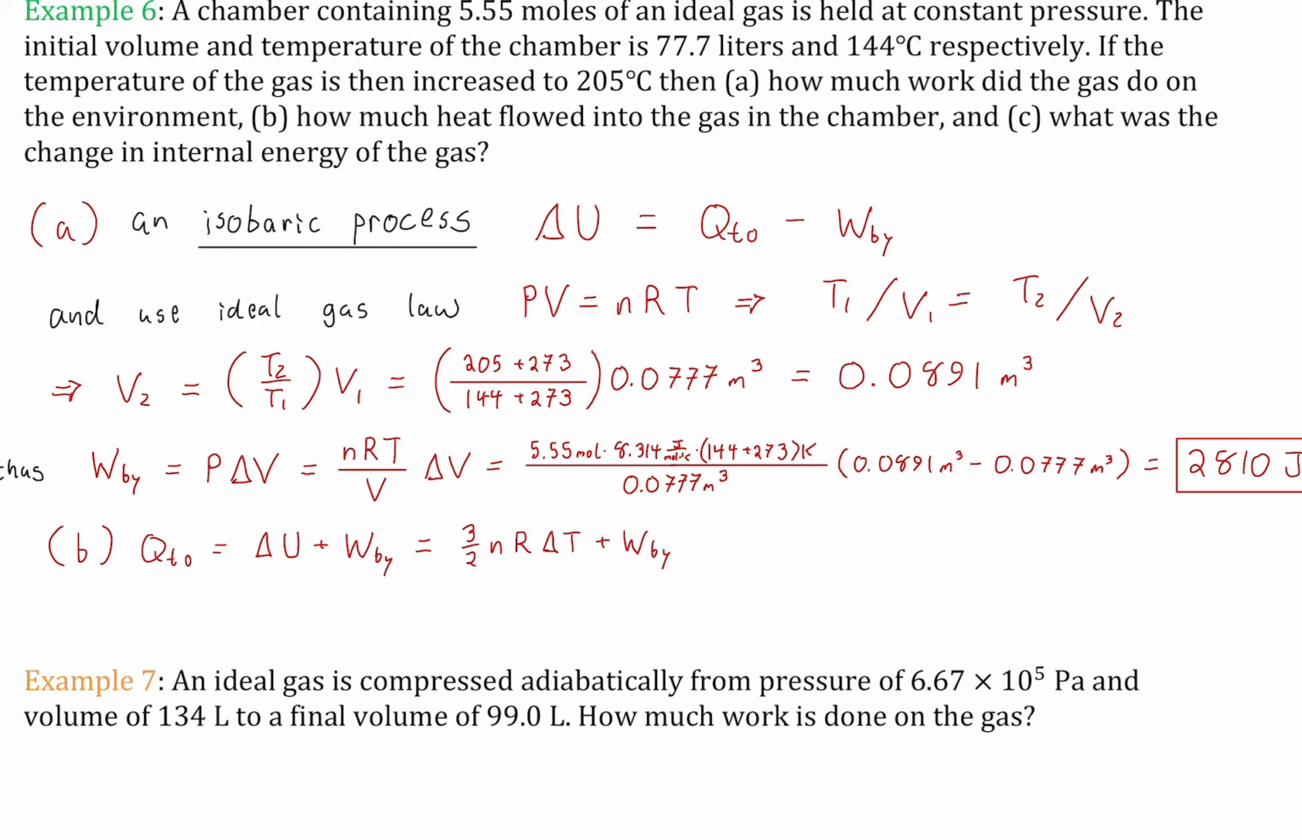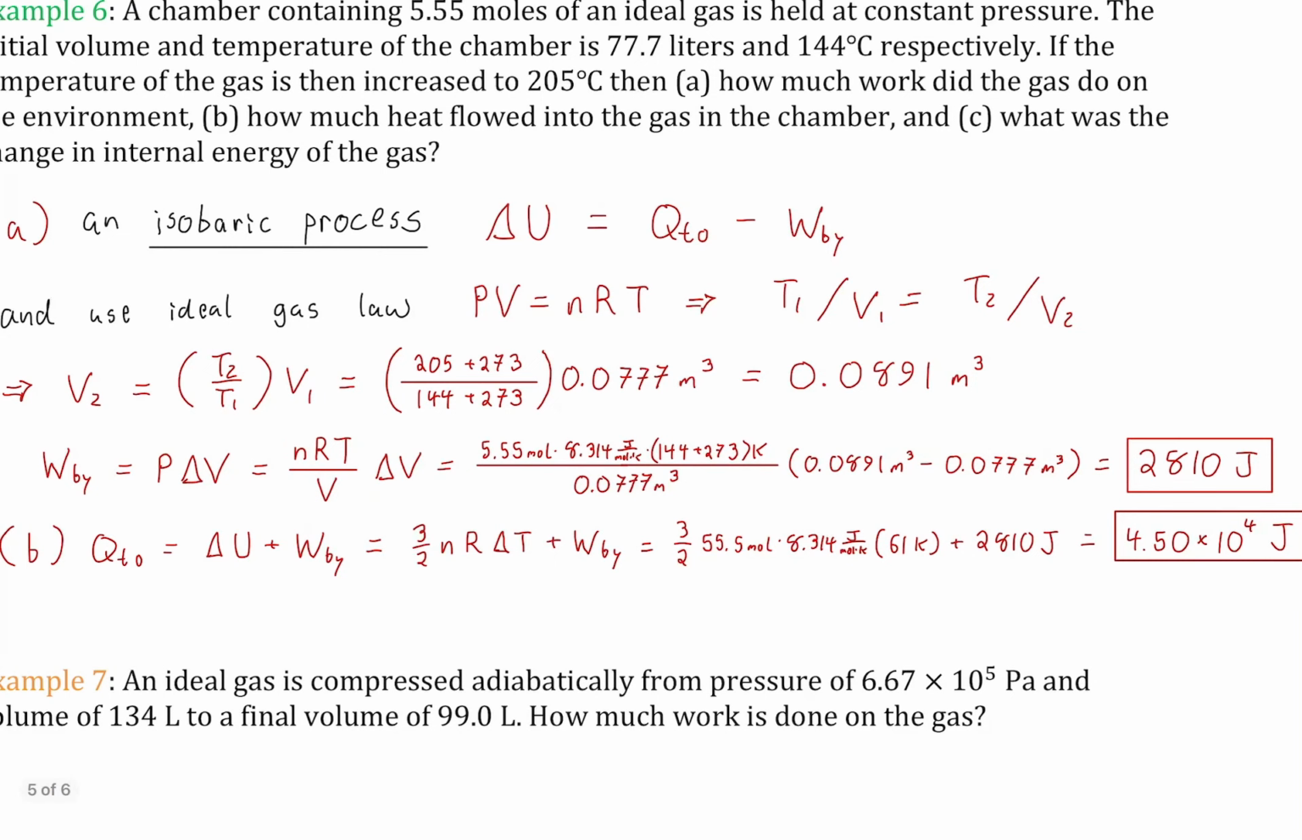And then we're going to use the formula for the internal energy of an ideal gas. We already know our temperature difference, so we're all set here. We know that value, so we can just plug everything in. All right, and we get 45,000 joules. Okay, so a lot of heat is added to the system.